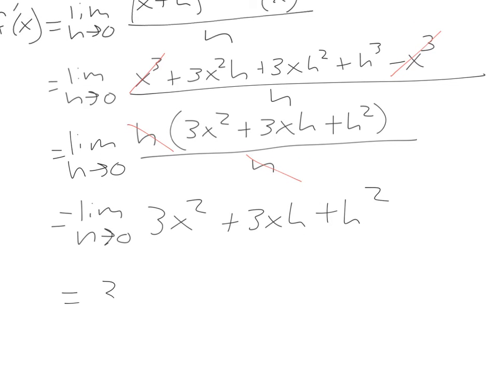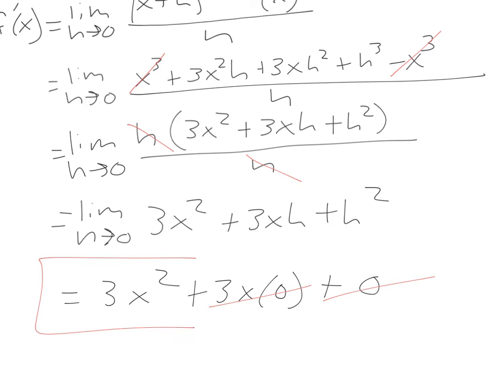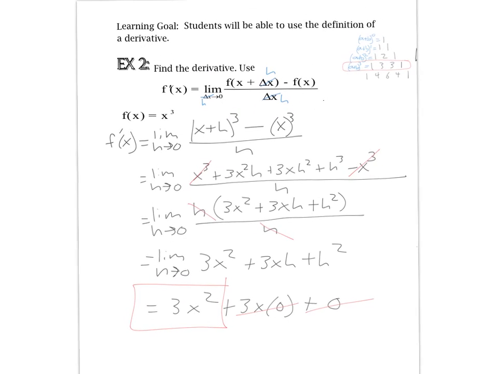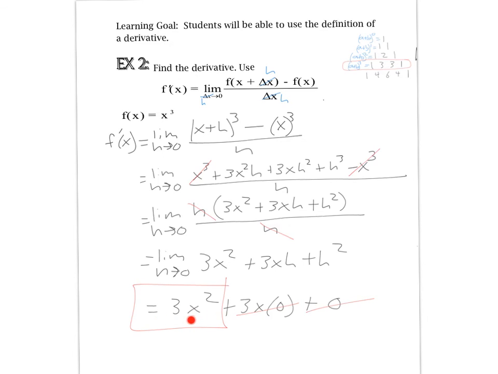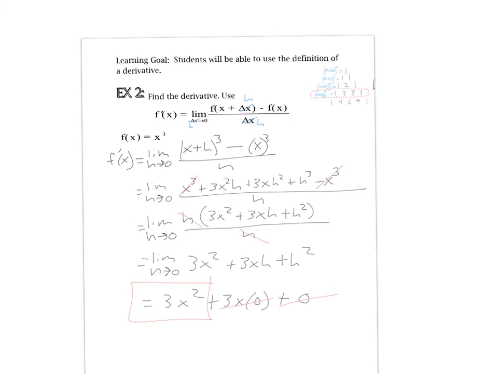It is simply 3x squared plus 3x times 0 plus 0. Well, these both just turn into 0, so this ends up being all our derivative is. And so the derivative, remember the derivative is just like a function for slope. So the derivative for x cubed is 3x squared. So now we know the derivative for x cubed.